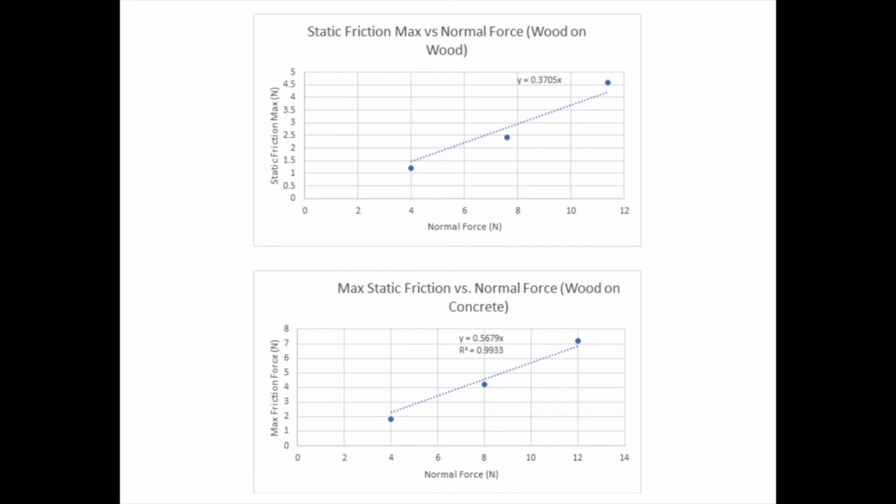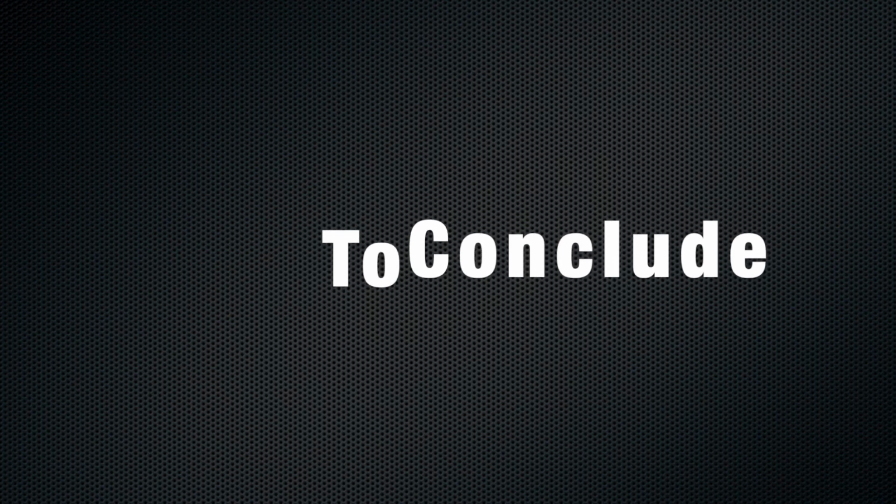For wood on wood, the observed static friction coefficient was 0.3705. For wood on concrete, the observed coefficient was 0.5679. From our data, we can conclude that concrete surfaces have a greater tendency to resist the movement of wood than wood surfaces. Having a greater coefficient means that a greater static friction is attainable, requiring more force to overcome it and cause movement.